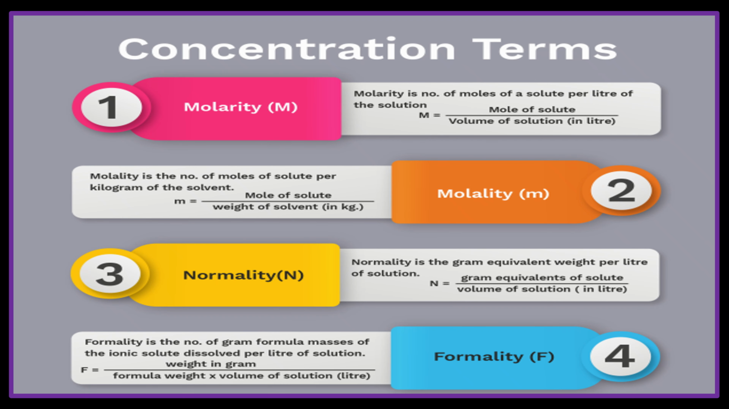Molarity is the moles of the solute per volume of solution in liters. Molality, the second, is moles of the solute per kilogram of the solvent, weight of solvent in kg. Normality measures gram equivalent weight per liter of solution: gram equivalent over volume of the solution in liters. Fourth, formality is the number of gram formula mass of ionic solute dissolved per liter of solution: weight in gram over formula weight times volume of the solution in liters.